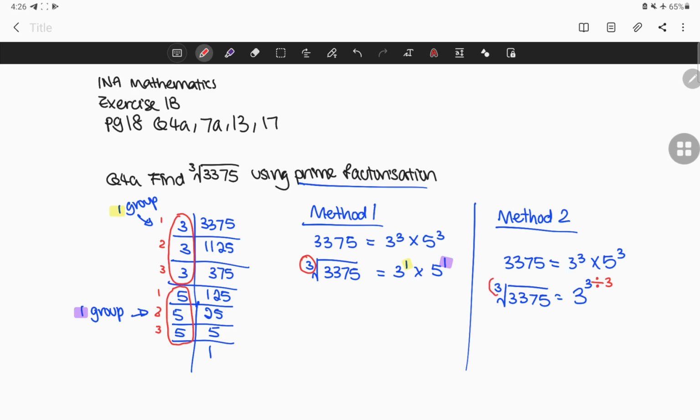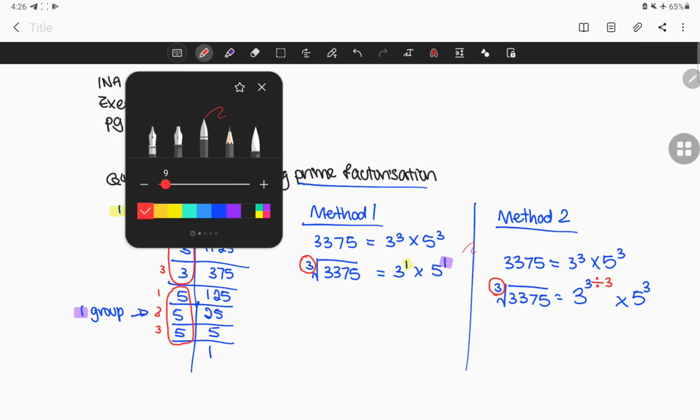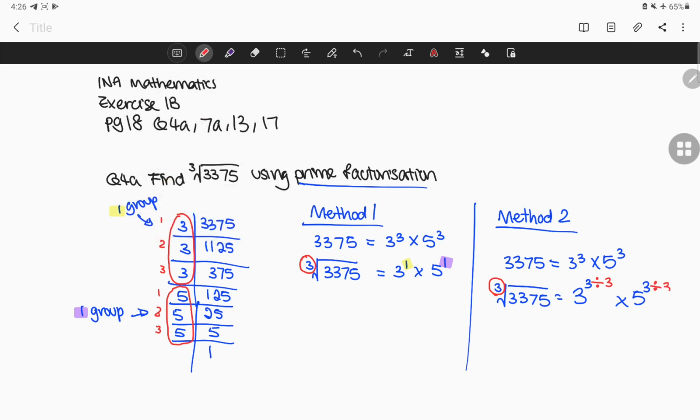And why divide by 3? It's because we have a cube root over here. Okay? And then we have 5 to the power of 3, and that is divided by 3 as well. So this 3 is because you have a cube root. This can then be rewritten as 3 to the power of 1, because 3 divided by 3 is 1, multiplied by 5 to the power of 1. And therefore, this would give us 15. So 15 is your final answer.